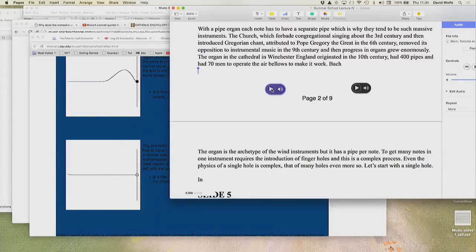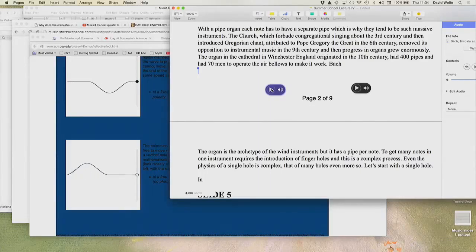However, by stopping holes, you can change the note. And so there are the finger positions for a flute, starting in C here, and you've got all the 12 notes.